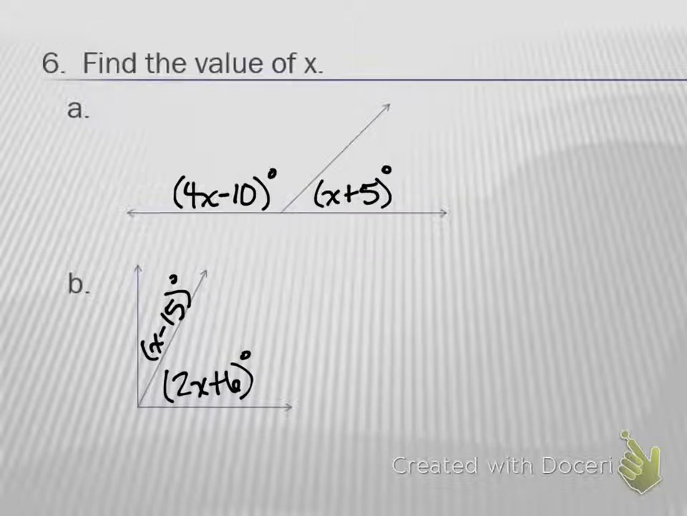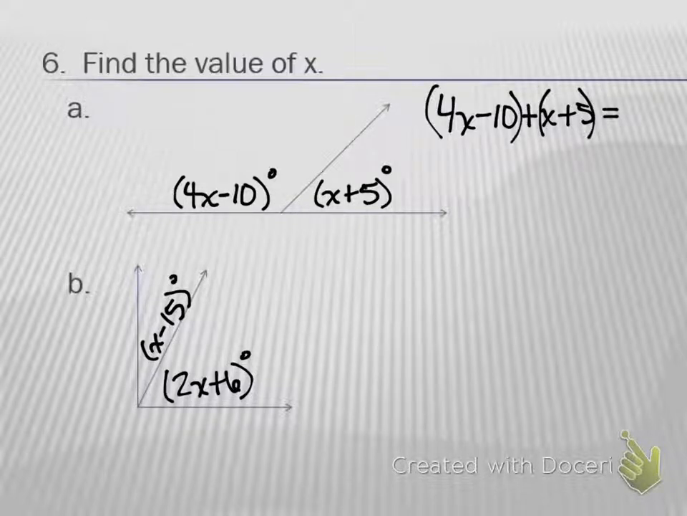So if I add them together, 4x minus 10 plus x plus 5, so I added those two pieces together. You don't need the parentheses there, but it helps show it a little clearer. It should equal what number? 180. So we are setting up an equation to solve. If we add those two angles together, it should equal 180. We have to be able to recognize that from the diagram.